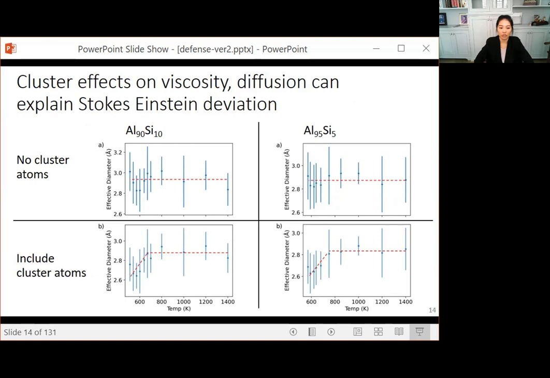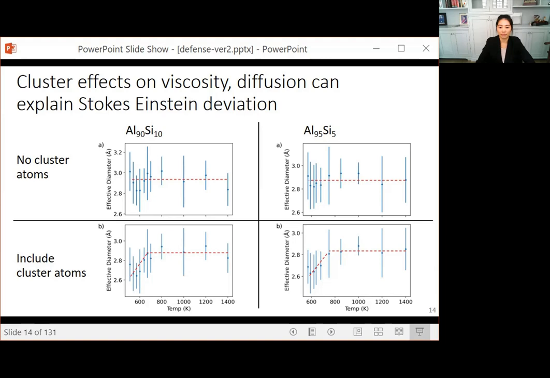And we see that when we remove the cluster atoms, there is no longer Stokes-Einstein deviation. But when we include the cluster atoms, we do see the deviation. And so we're saying that the cluster effects on the viscosity and diffusion can explain this Stokes-Einstein deviation.